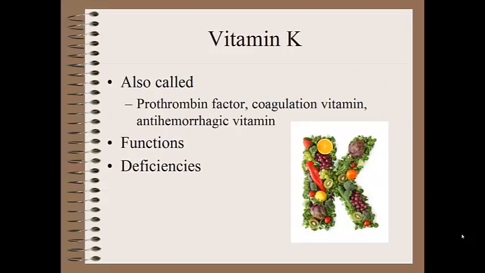Vitamin K is also called the prothrombin factor, the coagulation vitamin, or the anti-hemorrhagic vitamin. And the reason for this is that vitamin K aids in blood clotting. Okay, so when you're bleeding from a paper cut and all of a sudden you end up with a blood clot or a scab on it, that's vitamin K at work. Now there are different diseases, mostly hemophiliacs, that do not have the clotting factors in their blood, and so they can literally bleed out from a paper cut.